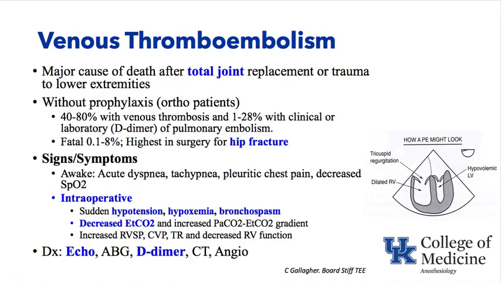Venous thromboembolism is the next topic. It's a major cause of death after total joint replacement or trauma to the lower extremities. Therefore, that is the reason why orthopedic surgeons are so adamant about different types of prophylaxis and making sure a patient has had anticoagulation prophylaxis, because about 40 to 80% will have venous thrombosis, and 1 to 28% will actually have clinical or laboratory evidence of pulmonary embolization if they do not have prophylaxis and undergo orthopedic procedures or have fractures.